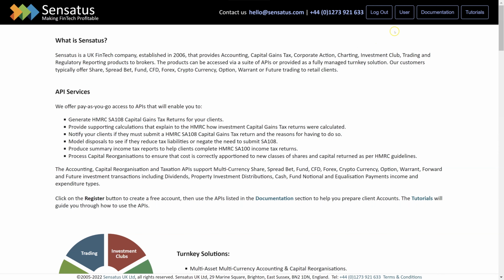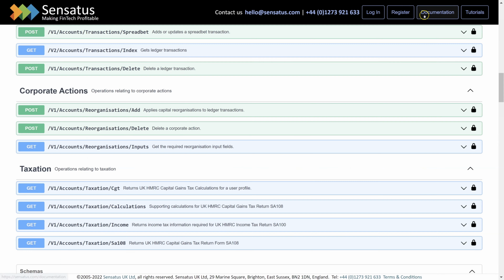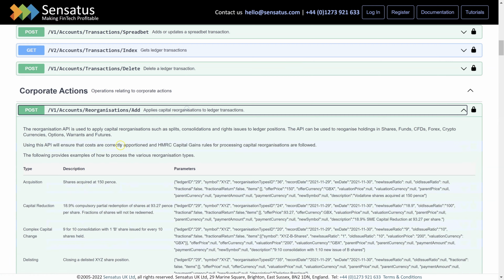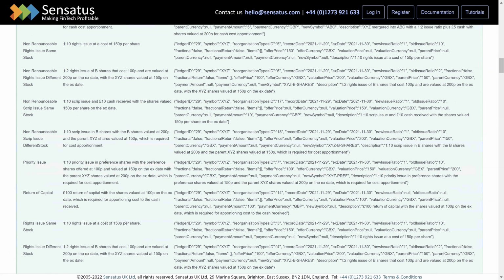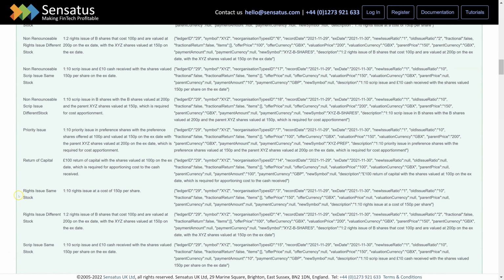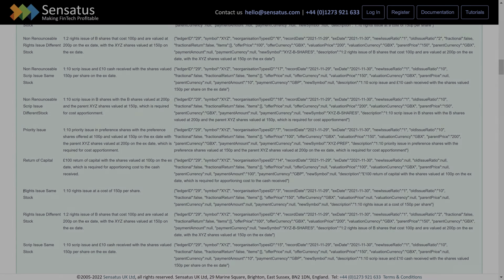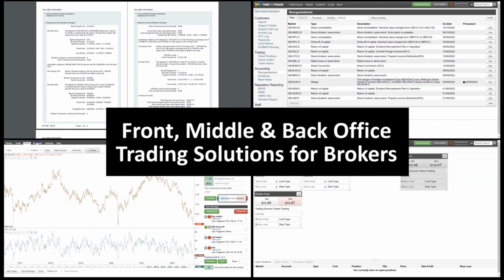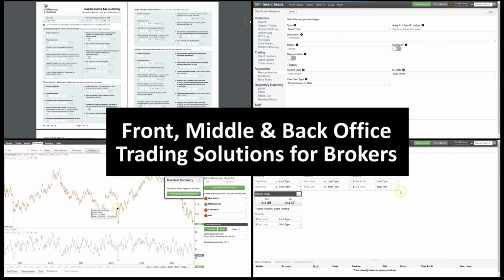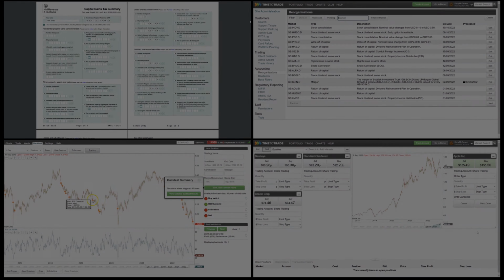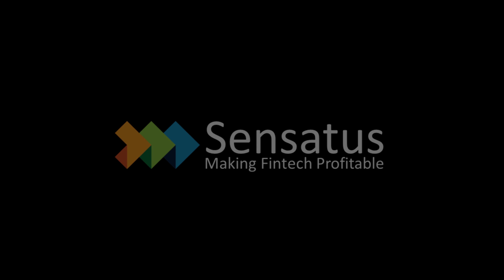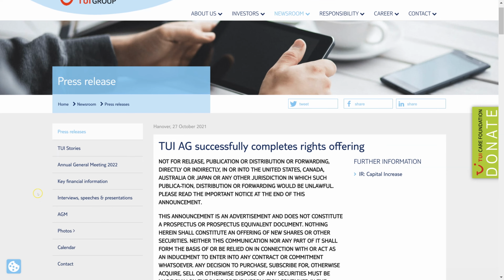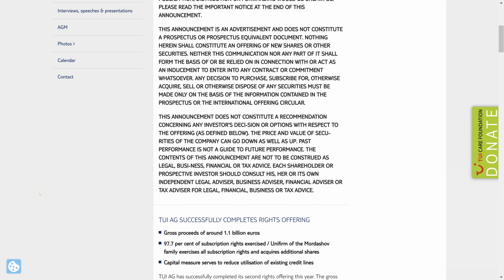This tutorial provides an example of how to use the Sensatus Capital Reorganisation APIs to process a rights issue in the same stock, i.e. the right but not the obligation to buy new shares in the same stock. In this example, we will process the TUI Rights Issue.